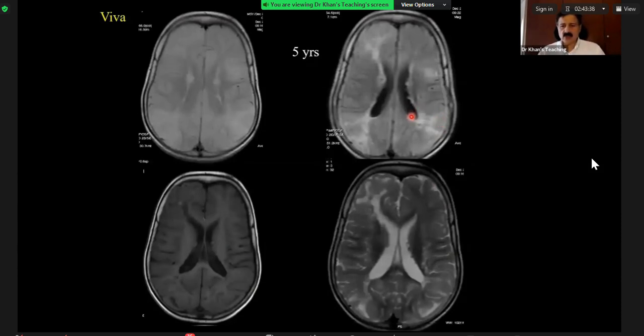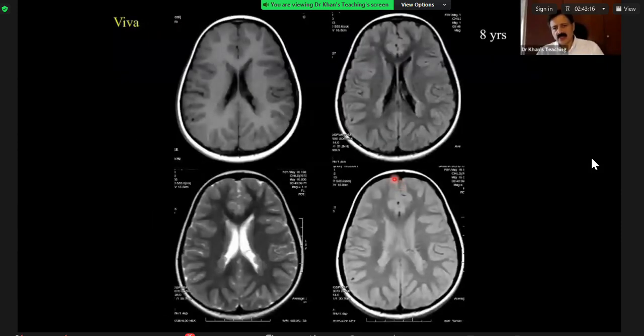Now, the giant cell astrocytoma, which you have referred to, the classical location is the foramen of Monro. And the foramen of Monro is where the two lateral ventricles drain through it into the third ventricle. So that is the classical location. So this is a case of tuberous sclerosis.